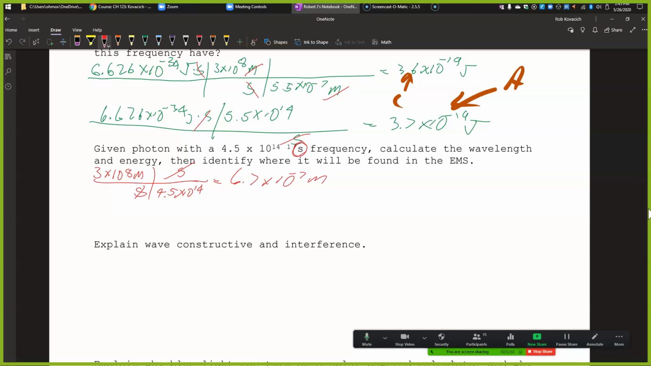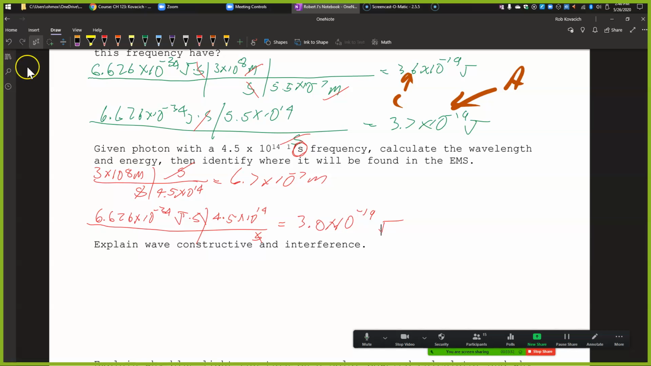All right, great. We're going to use the given frequency to calculate the energy. So 6.626 times 10 to the negative 34th joules times seconds, and then 4.5 times 10 to the 14th, and then the seconds goes in the denominator because it's a Hertz unit. So 6.626 e negative 34 times 4.5 e14. And it looks like I get 3.0 times 10 to the negative 19th joules.